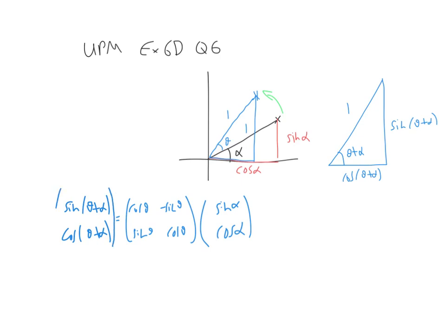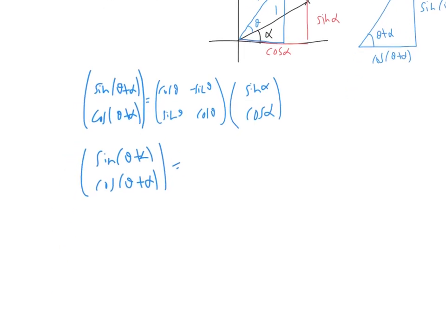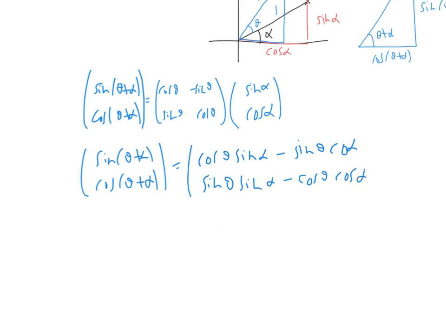So sine theta plus alpha, cos theta plus alpha is equal to, and then we do this matrix, we get cos theta sine alpha minus sine theta cos alpha, and then on the bottom one we get sine theta sine alpha minus cos theta cos alpha.